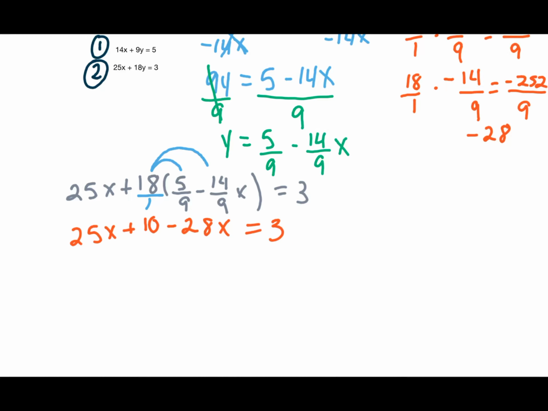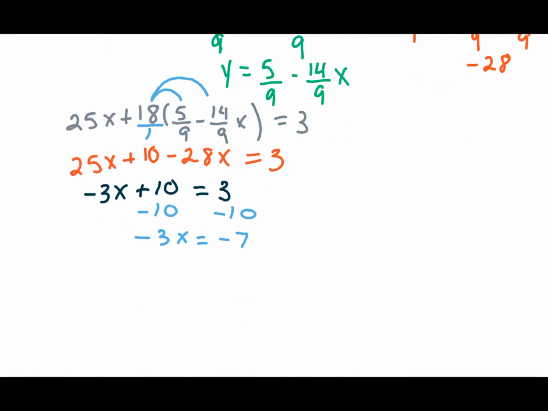Now we're going to combine like terms. So 25x minus 28x is negative 3x plus 10 equals 3. Now we're going to isolate x by subtracting 10 over. We have negative 3x is equal to negative 7. And our last step is to divide negative 3x by negative 3, canceling out the negative 3's on the left, dividing negative 7 by negative 3, and we have x equals 7/3.